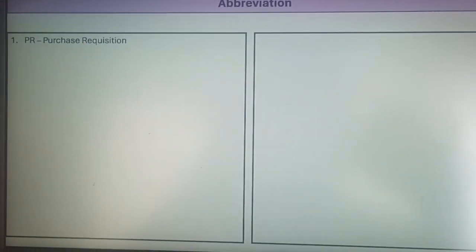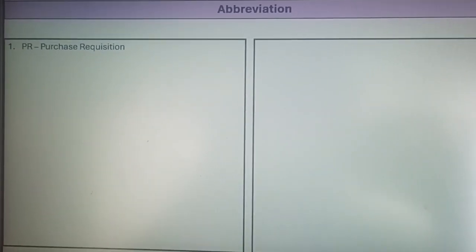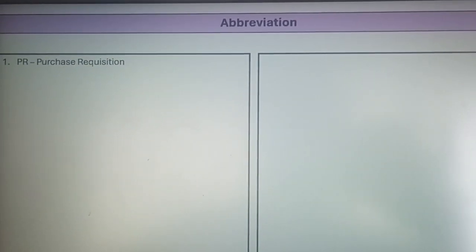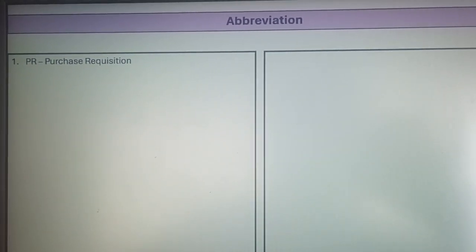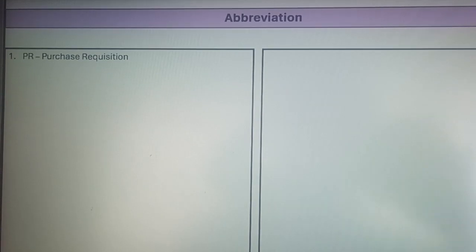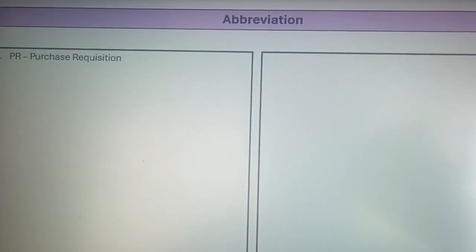First one is the purchase requisition. Its short form is called a PR. We already discussed in previous videos about the PR: what is the PR, which department makes it, and why it is needed. This complete thing we already discussed in previous videos.